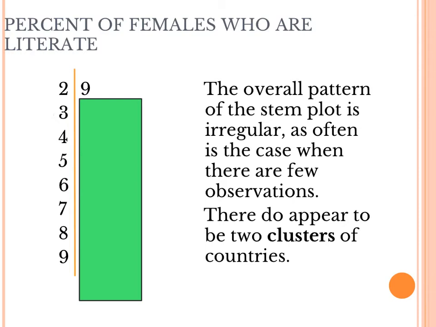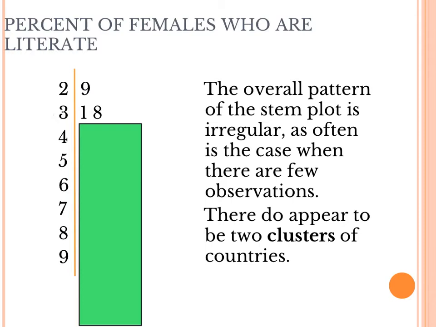So moving on, I'll look at the 30%. I see that Bangladesh is at 31%, and I see Morocco is at 38%. So I'm going to need to put in a 1 and an 8 as leaves on the stem of 3, and I will always put those in numerical order.